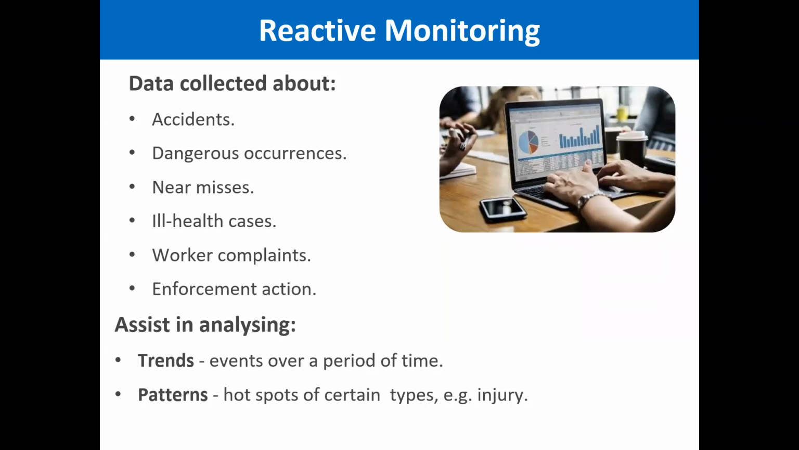dangerous occurrences. Similarly, you can collect data about near misses, about ill health cases, about worker complaints. Workers might have various complaints related to food, related to their living conditions, related to the temperature, or related to the other resources that they have been provided, and you can address those issues.